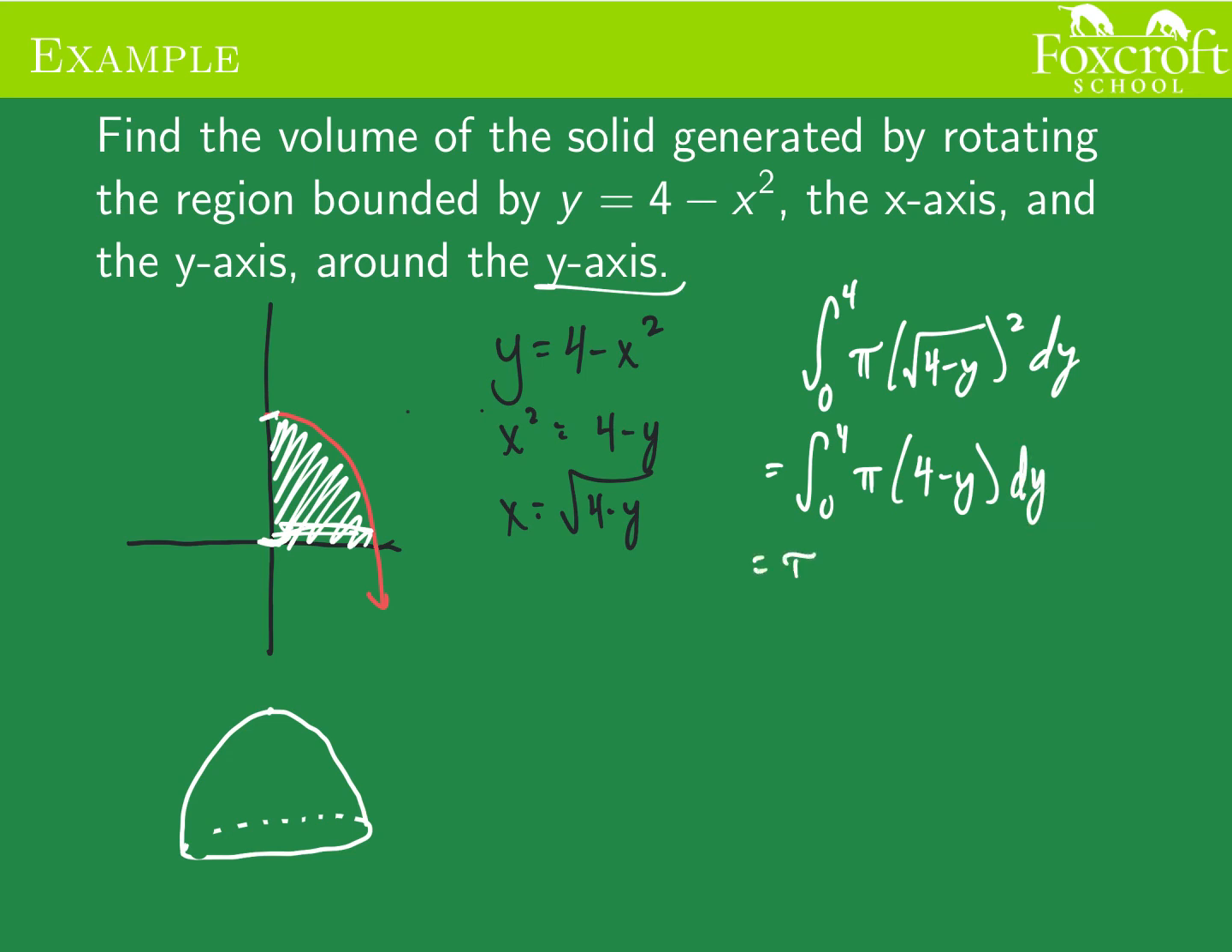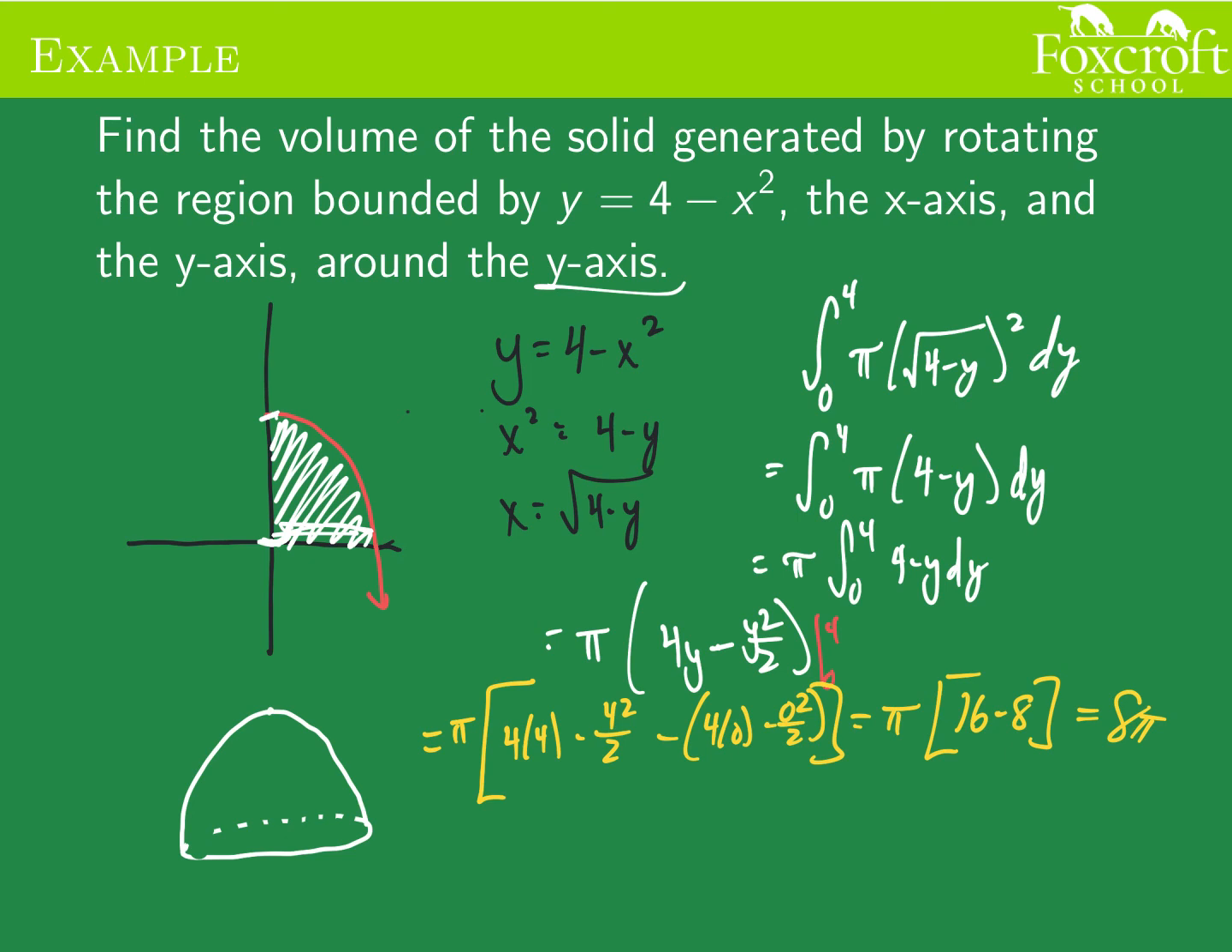We can bring the pi out to make it a little bit easier. And then we're going to take the antiderivative. The pi is going to stay at the front. Our antiderivative is going to be 4y minus y squared over 2. And then we're going to evaluate that on our bound, 0 to 4. Once again, I'll pause the recording here, plug in all the numbers, and see what the final answer is. Once we plug all the numbers in, the zeros nicely go away. We get 8 pi as our final answer.